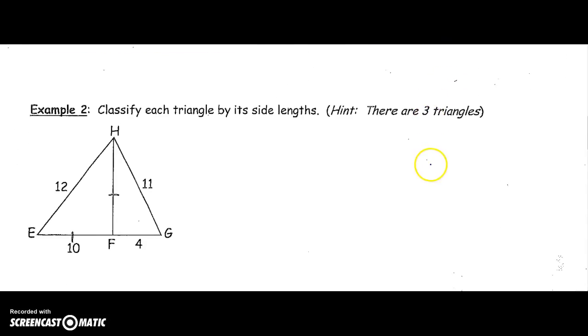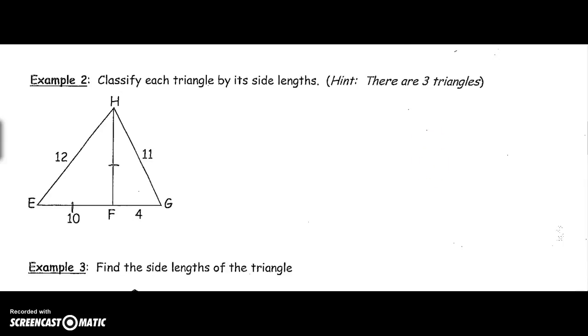Now let's classify by side lengths. There, again, are three triangles. The first one we're going to look at is this one right here. The name of this triangle is HFE. HFE. And if you notice, two of those sides have the little dash marks. That means that they are congruent. So if this has an angle measure of 10, this has an angle measure of 10. Since they are both 10, that means they are equal. And if we have two sides that are equal, because this other side is 12, that means this is an isosceles triangle.